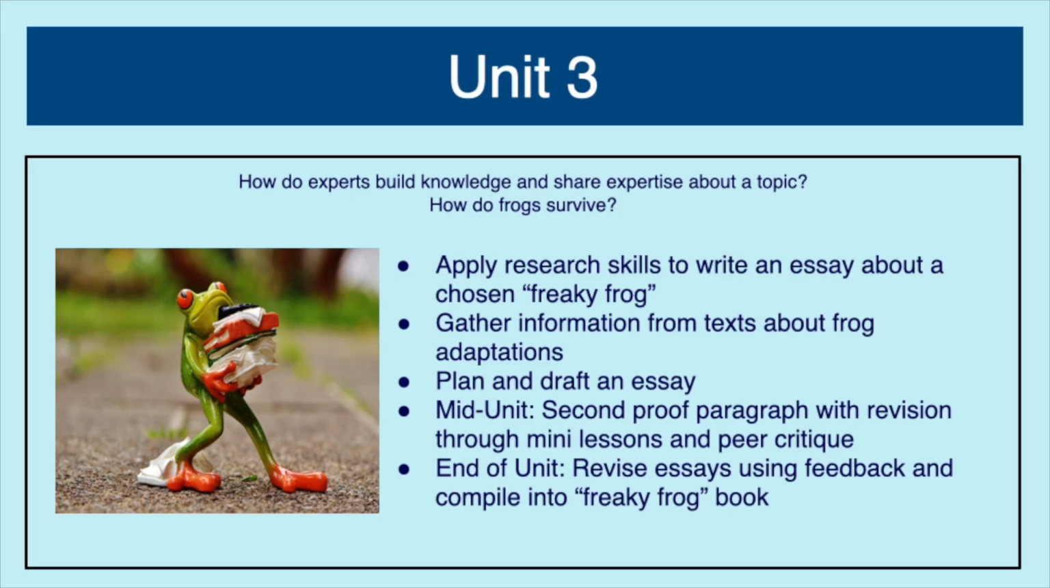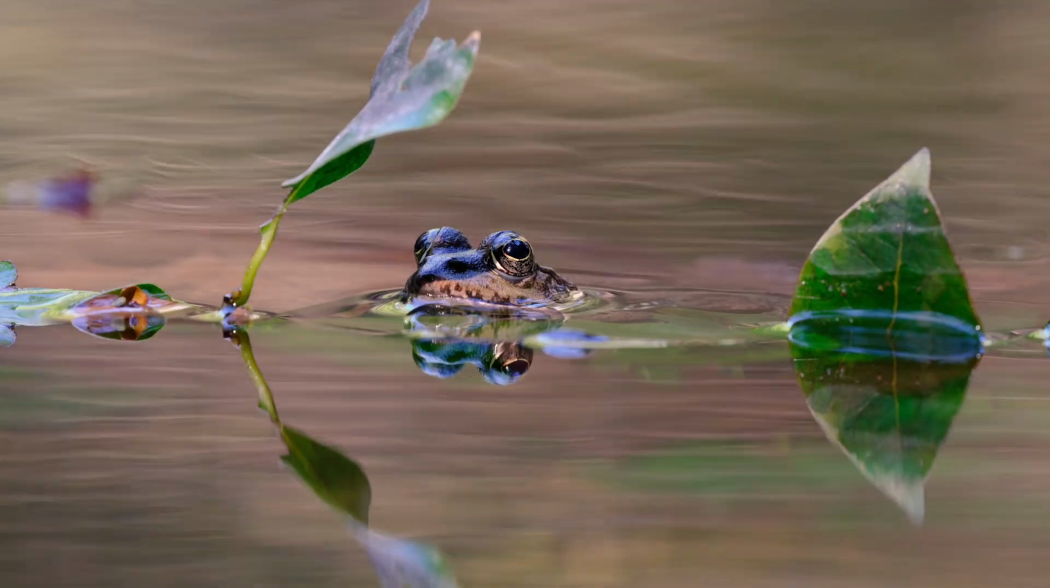For the mid-unit assessment, students draft the second proof paragraph of their essay, then refine their writing through mini lessons and peer critique. In the end-of-unit assessment, students revise their essays based on feedback and compile their work into a final performance task, a book about freaky frogs.